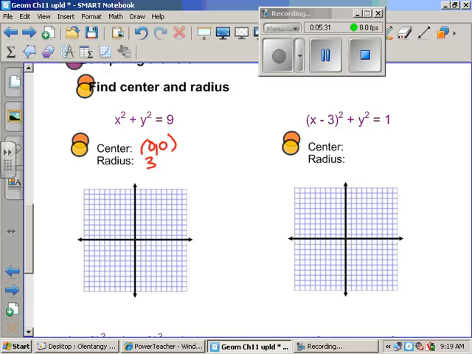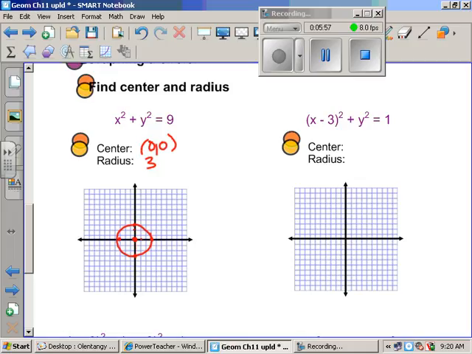Exactly. Okay? So my center is at 0, 0. My radius is 3, so I'd go 1, 2, 3 over, 1, 2, 3 up, 1, 2, 3 left, 1, 2, 3 down, and I would sketch in my circle. Make sense?